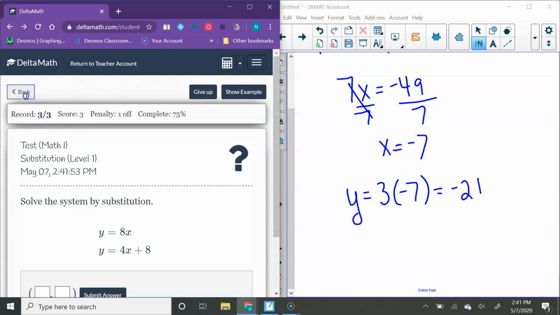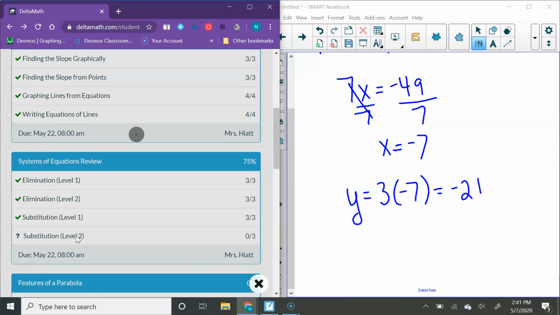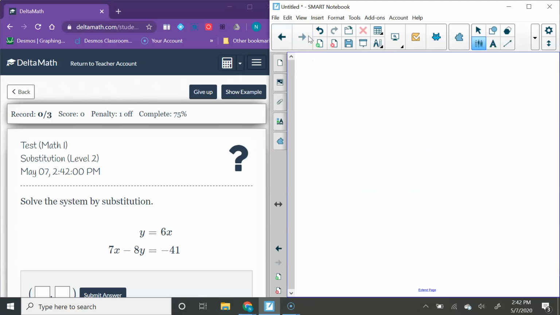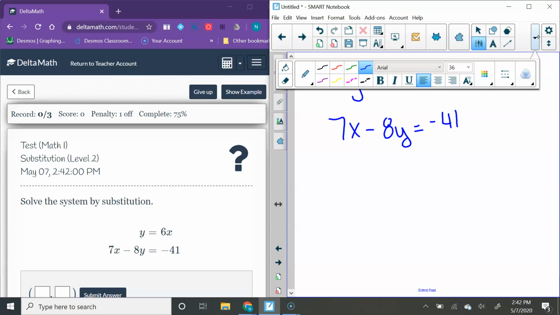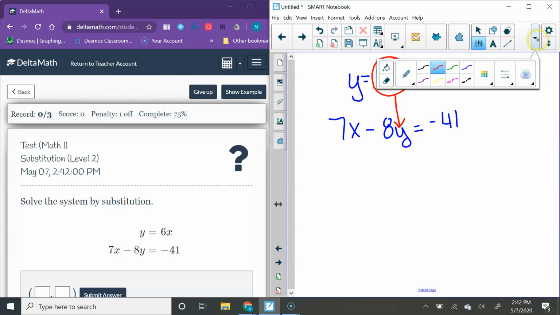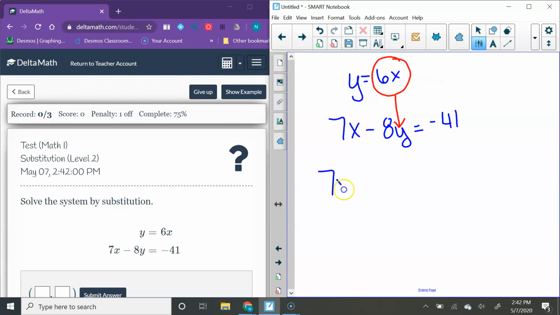Okay, we've got one more section we need to look at, and those are the next level of substitution problems. They're a little bit more difficult. So this one, we've got y equals 6x, and then we've got 7x minus 8y equals negative 41. So the idea in substitution is we're going to take this 6x, it's equal to y, and we're going to replace the y with that 6x. So that will look like this. 7x minus 8 times 6x equals negative 41.